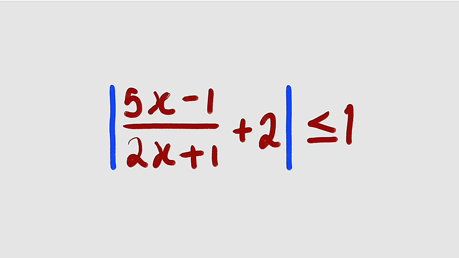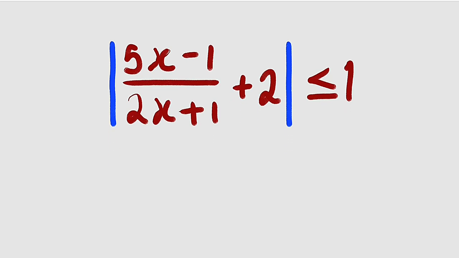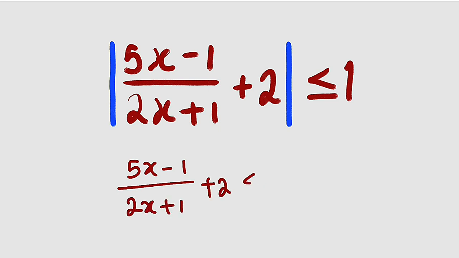We want to solve the absolute value of (5x minus 1) divided by (2x plus 1), plus 2, less than or equal to 1. Remember, I told you the absolute value is a piecewise function. It could be negative or positive, right? So let us first of all consider it as positive. So we have (5x minus 1) divided by (2x plus 1), plus 2, less than or equal to 1.